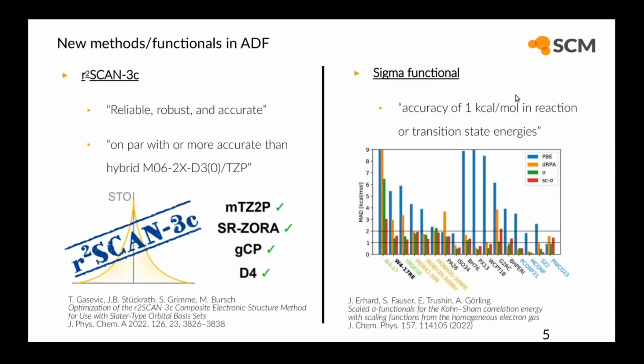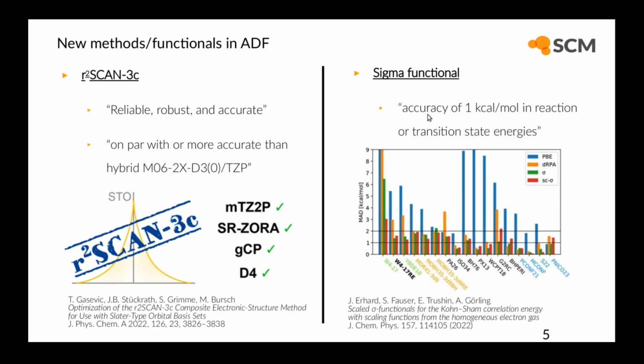Okay, new methods and functionals in ADF. So there are two that I highlight here. The first one is r2SCAN-3c from the Stefan Grimme group. Here I have some quotes from the abstract. It's reliable, robust, and accurate, and on par with or more accurate than the hybrid functional. Also here, Thomas Gasevic, the first author of this paper, gave a webinar not so long ago that you can find on our YouTube channel if you want to find out more about this method.